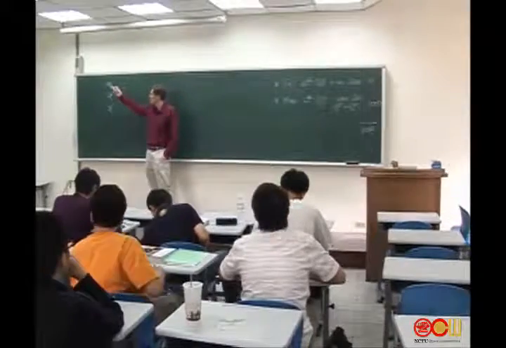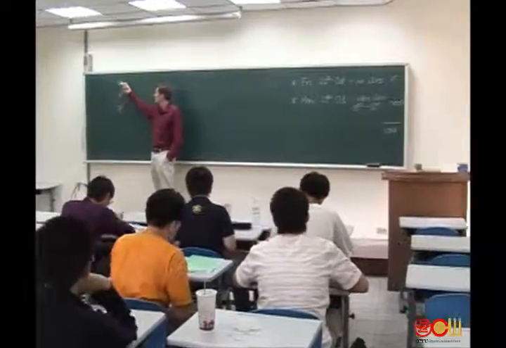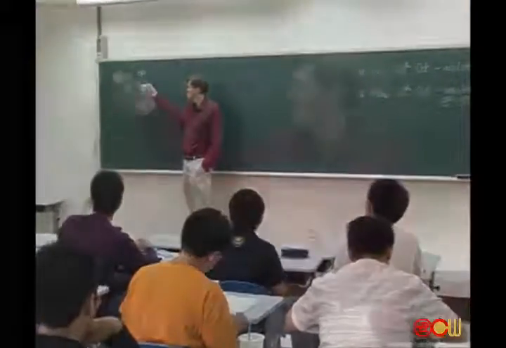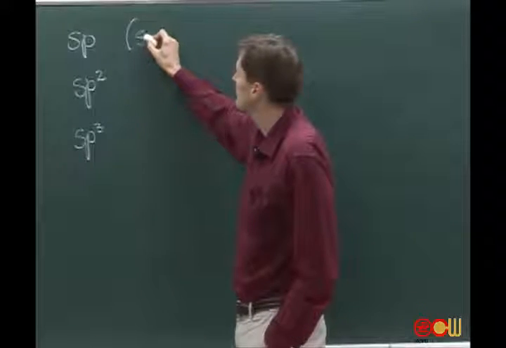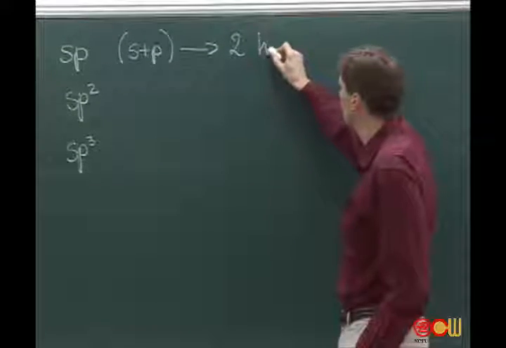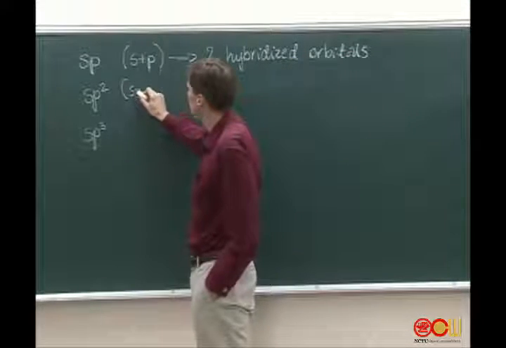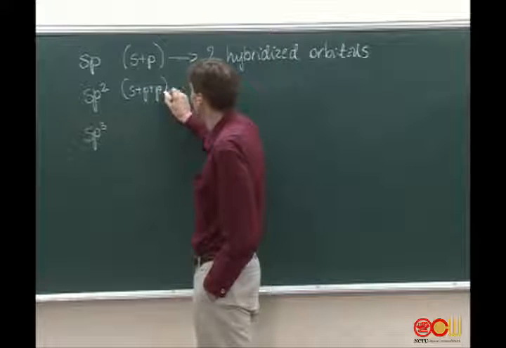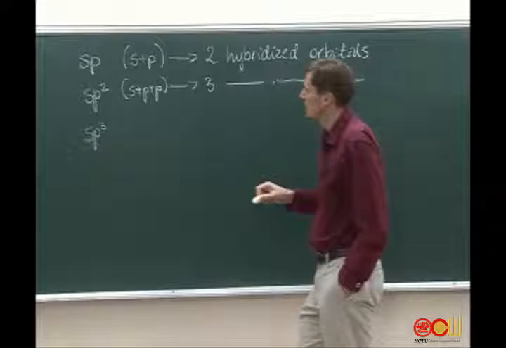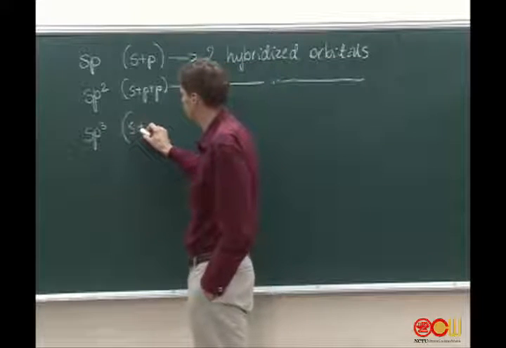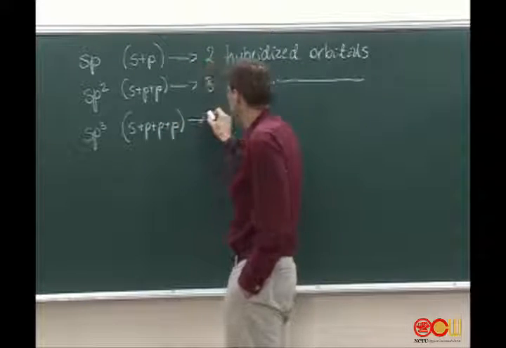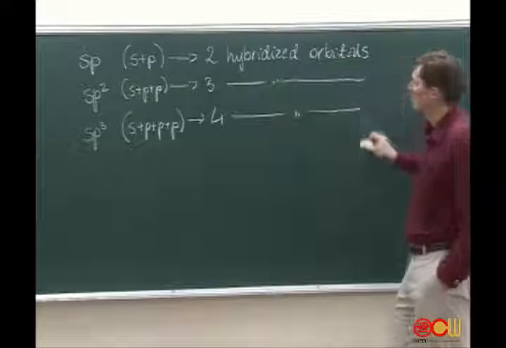I think we only really had time to talk about how these hybrids look. There was not enough time to talk about these hybrids, but you see, in this case, s plus p gives you two hybridized orbitals. Here s plus p gives you three hybridized orbitals. And in the case of sp3, you have four hybridized orbitals.